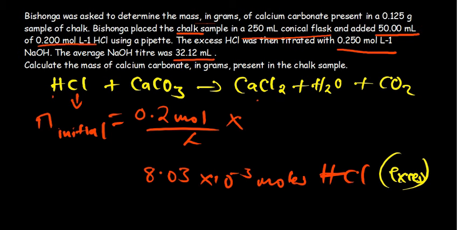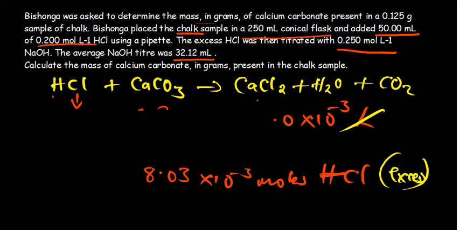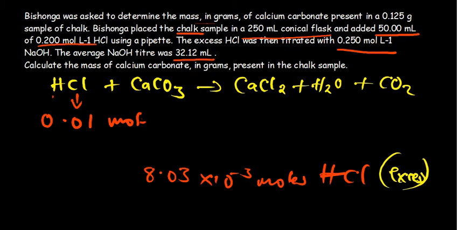Now we're multiplying against the volume, which was 50.0 milliliters. So we multiply by 10 to the power negative 3, or divide by 1000, so that we have our volume in liters. So 0.2 multiplied by 50.0 times 10 to the power negative 3. So our initial number of moles of hydrochloric acid present is 0.01 moles.